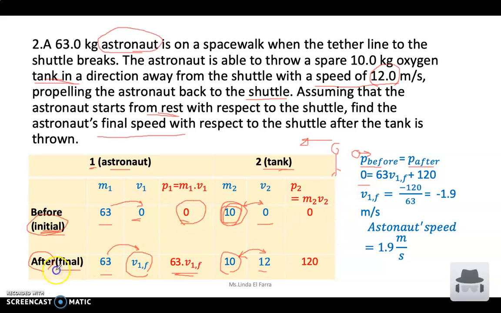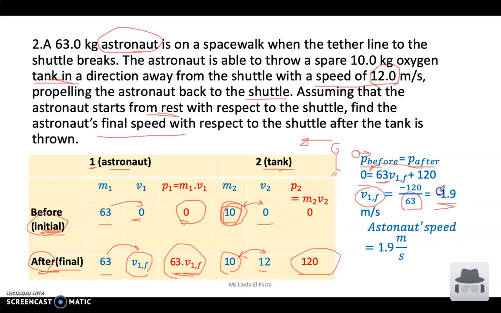Now I'm going to final. I'm going to add again the ones in red. So final momentum, 63 times V1 final plus 120. Now I need to find V1 final. Now it's math. I have to solve the equation. Take this to the other side. It will be negative 120. I need to get rid of the 63 next to V1 final. The opposite of multiplication, because 63 times V1 final is multiplication, is division. So I'm dividing by 63 and I get the final.